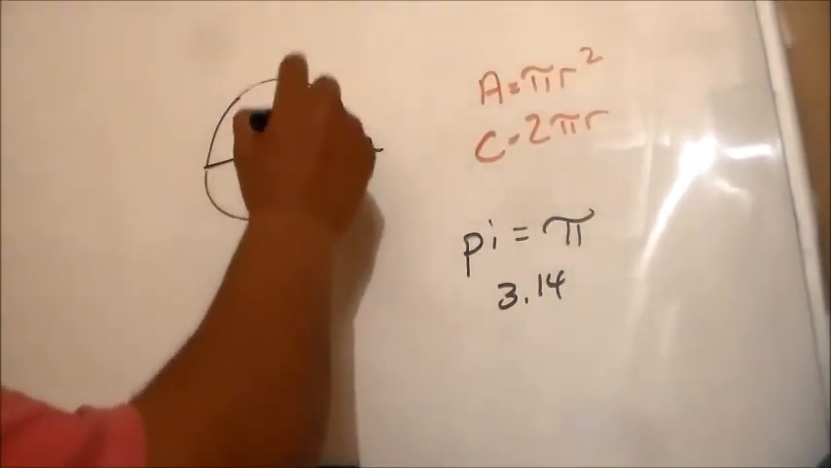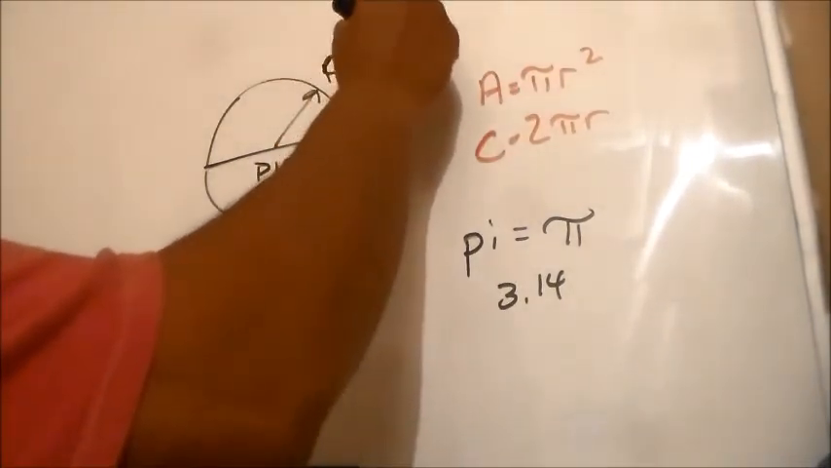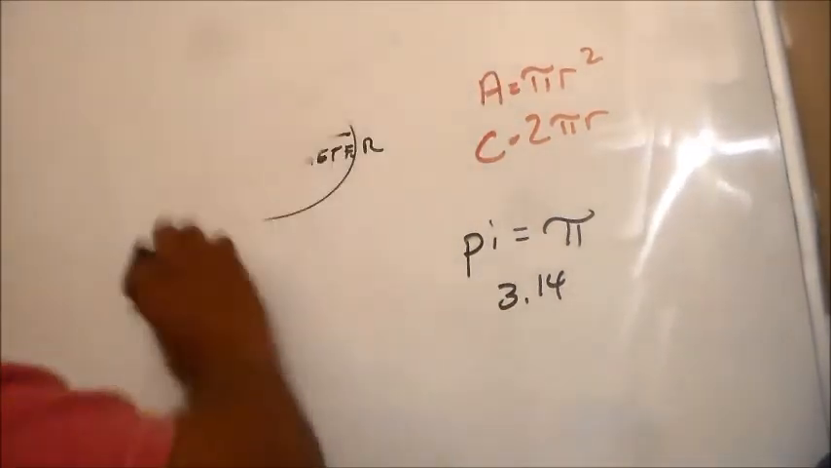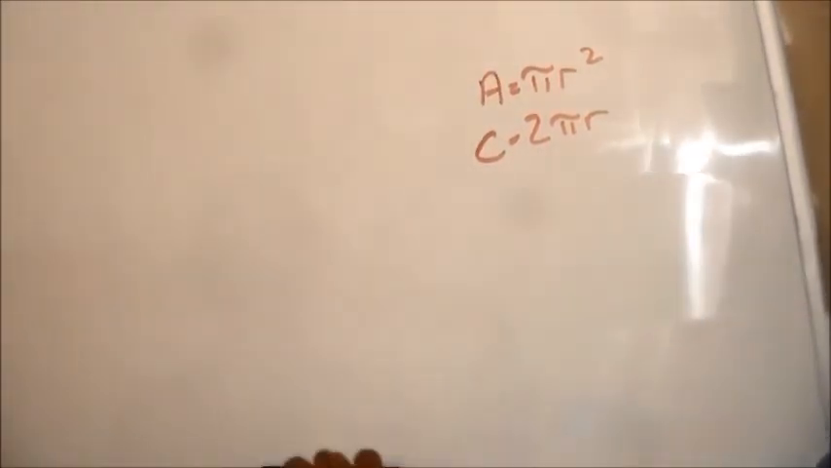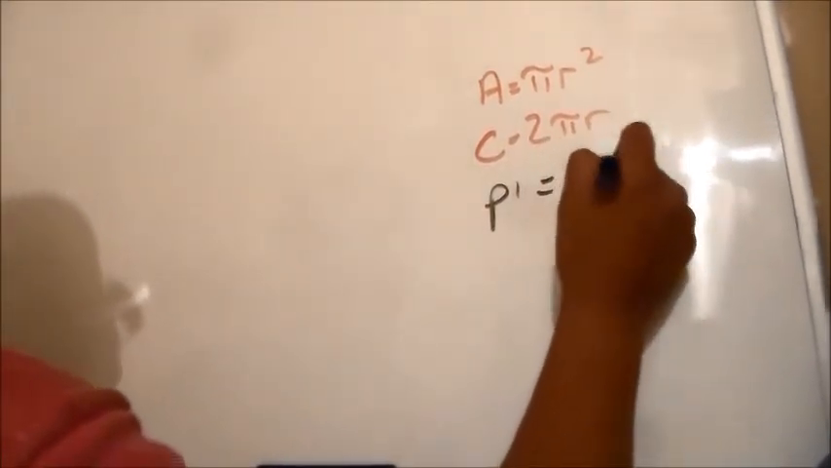And half of the diameter is called a radius. So diameter and radius. If we're given a diameter in the question, we're going to split it in half to get the radius. If we get the radius, we'll just leave it as is. I'll give you an example of what I mean. Pi equals 3.14.